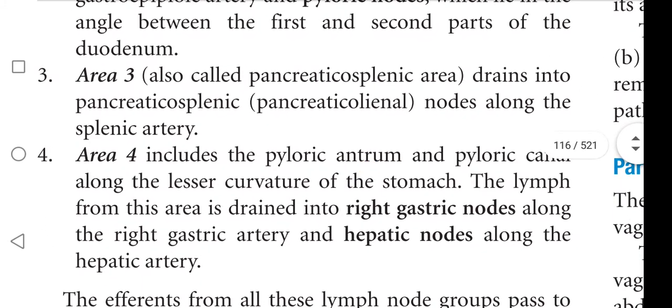Next, area 3. This is the left upper one-third area. Area 3, also called the pancreatosplenic area, drains into the pancreatosplenic nodes along the splenic artery.